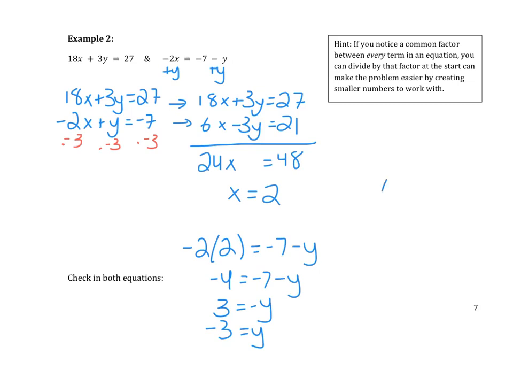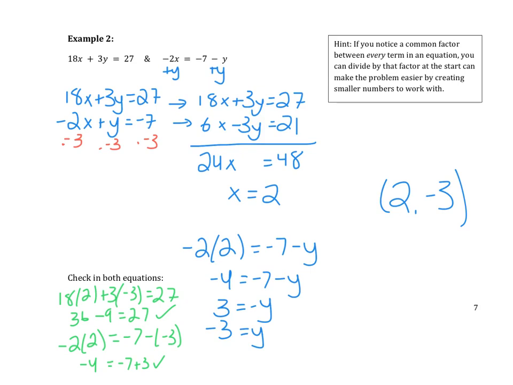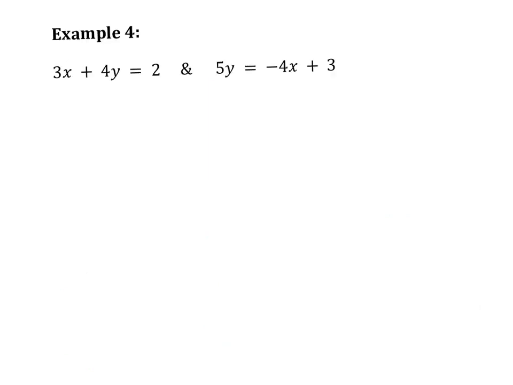This means that my solution is 2, negative 3, and I should check this in both of my equations to make sure that my solution works in both equations to ensure that it is the point of intersection. I've checked them. It works.